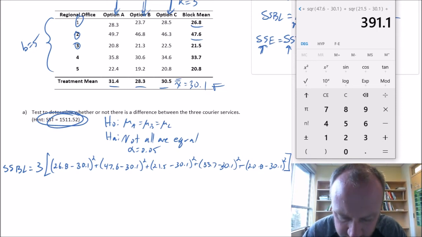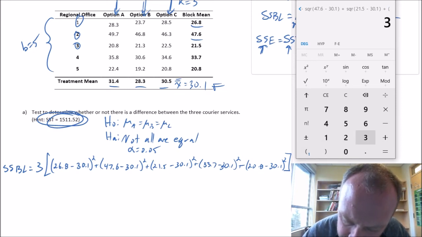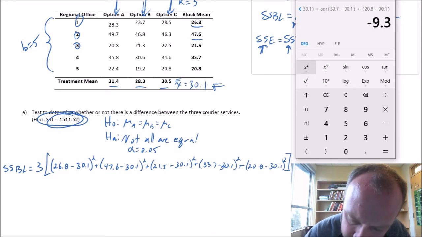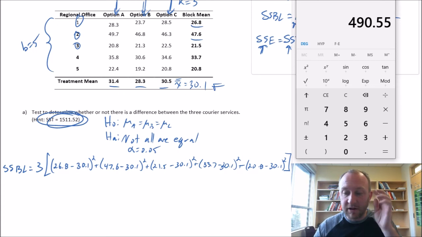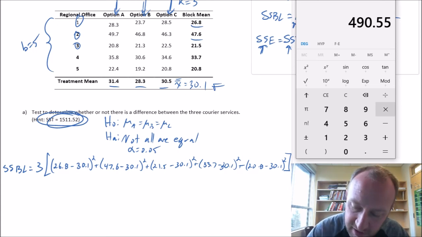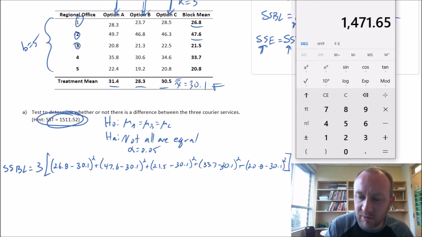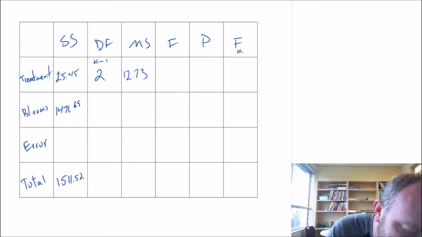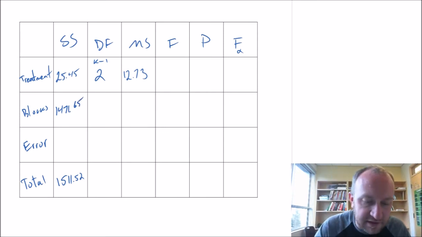Plus 21, so next one's 33.7 minus 30.1 squared, plus the last one, 20.8 minus 30.1 squared, equals 490.55. And then we have to times that by 3, which equals 1471.65. Okay, now we're getting somewhere. 1471.65. Good.